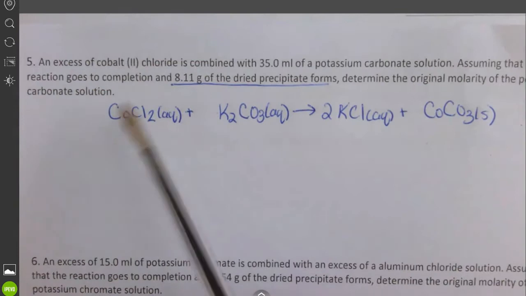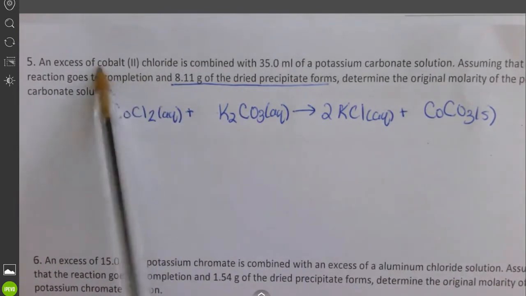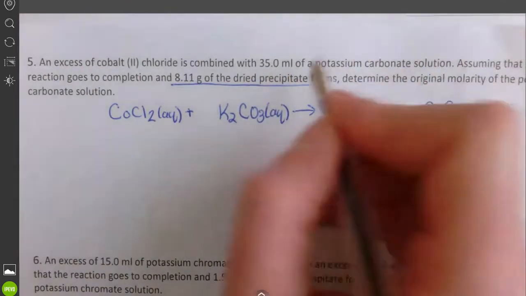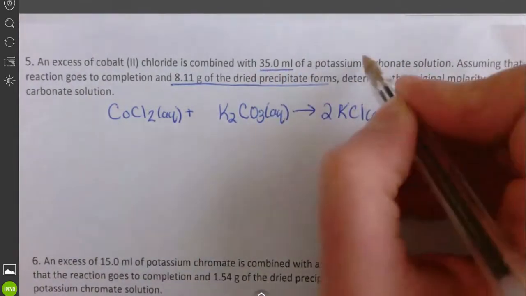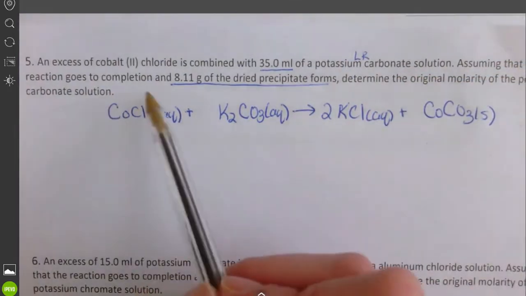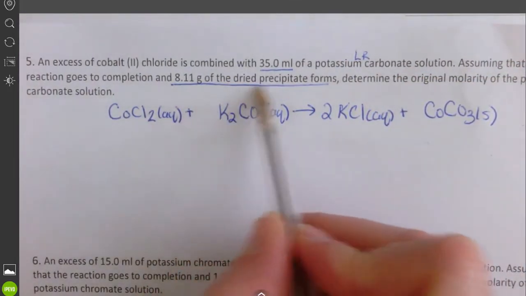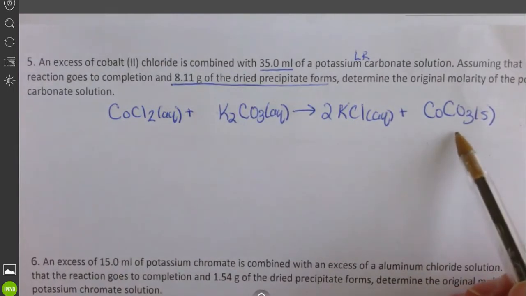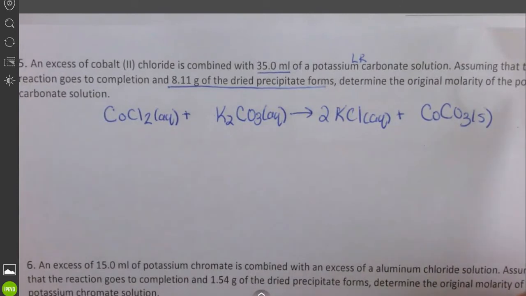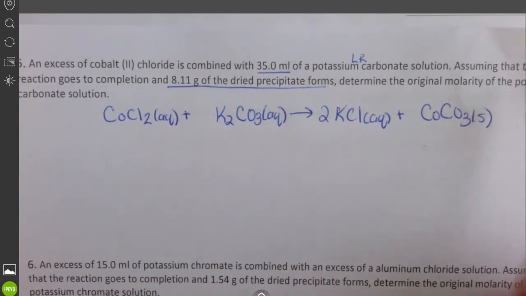So for this first one, it says we have an excess of cobalt 2 chloride. So this is my reagent in excess that's combined with 35 milliliters of a potassium carbonate solution. And remember, this would then be my limiting reactant here. Assuming that the reaction goes to completion, 8.11 grams of a dry precipitate forms. Determine the original molarity of the solution, and specifically the potassium carbonate solution.